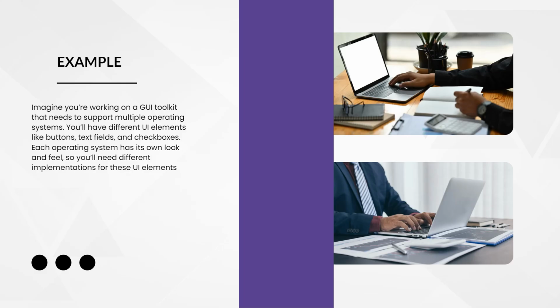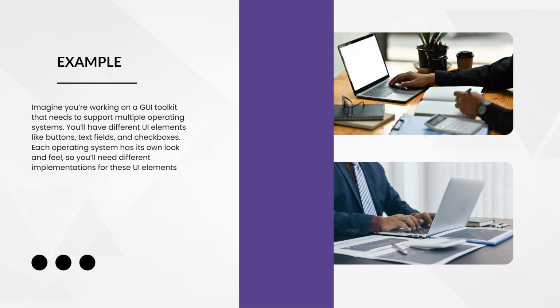Imagine you are working on a GUI toolkit that needs to support multiple operating systems. You will have different UI elements like buttons, text fields, and checkboxes. Each operating system has its own look and feel, like Windows or Mac or Unix or a Linux UI. So you will need a different implementation for these UI elements. The abstract factory pattern helps you manage these variations cleanly and efficiently.